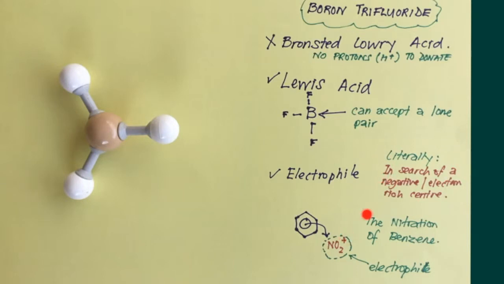Here an example of an electrophile in organic chemistry is NO2 positive, which is attracted to the negative center of the benzene molecule, and as such it's classified as an electrophile. Now you might ask, how is BF3 an electrophile? Surely you can see it's a Lewis acid, but how is it an electrophile?